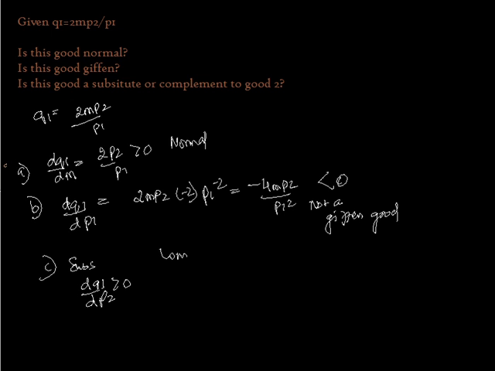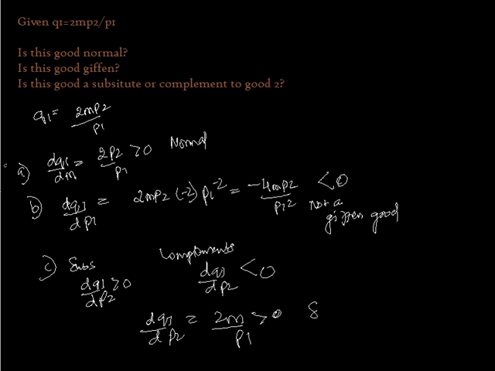In case of complements, when the price of good 2 increases, the quantity demanded of good 1 should also fall, because both of these commodities have to be used together. Now in our case, dq1 by dp2 would be 2m upon p1, which is greater than 0, and hence it's a substitute good.